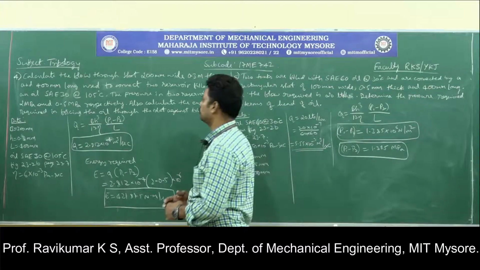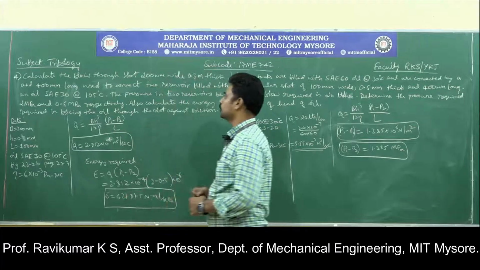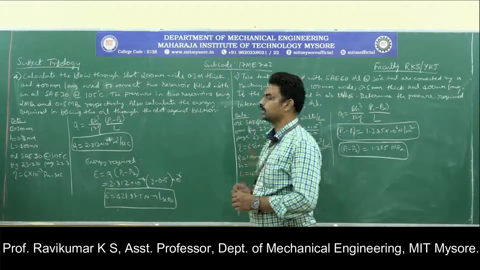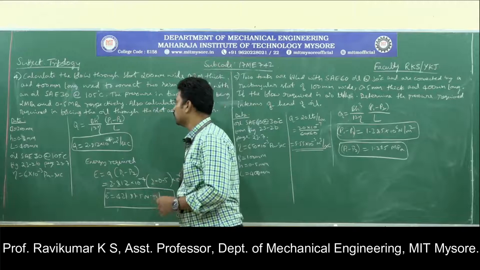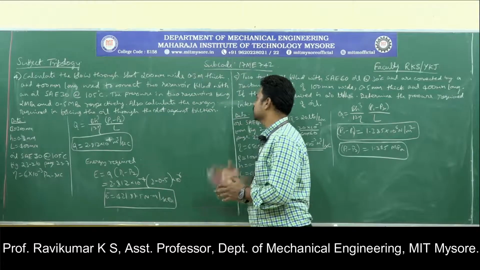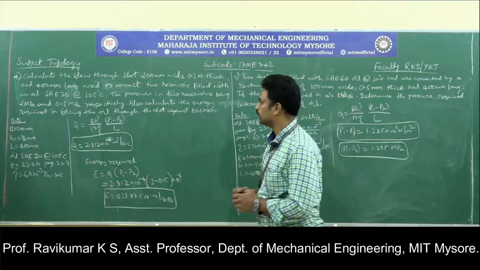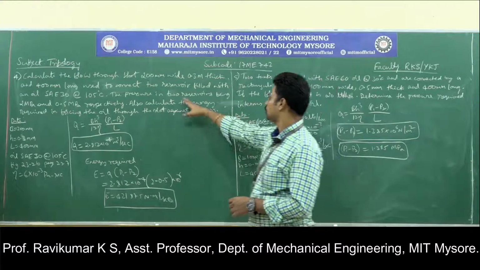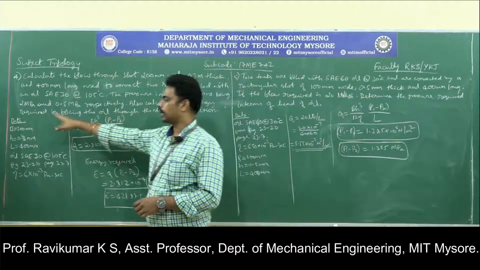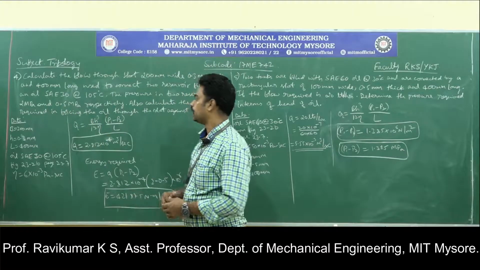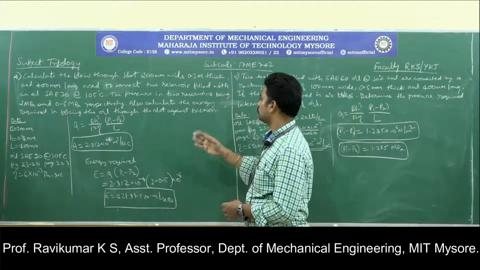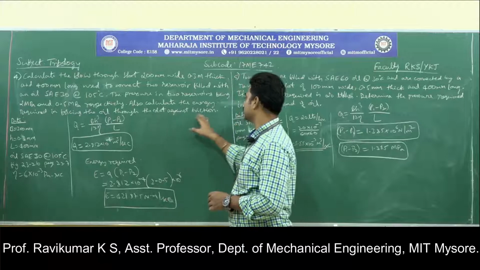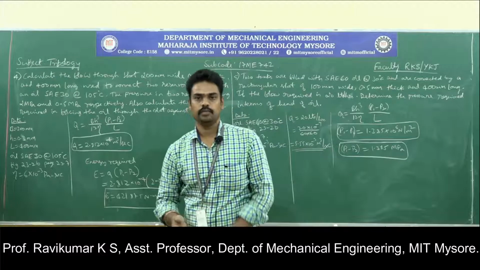The fourth problem, the next problem: calculate the flow through a slot 200 mm wide, 0.3 mm thick and 400 mm long, used to connect two reservoirs filled with an oil SAE 30 at 105 degrees Celsius. The pressure in the two reservoirs being 2 megapascal and 0.5 megapascal respectively. Also calculate the energy required in forcing the oil through the slot against the friction. So this is the next problem.